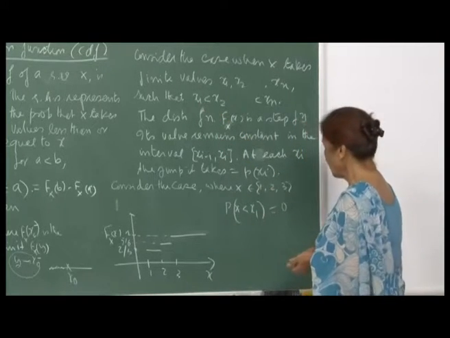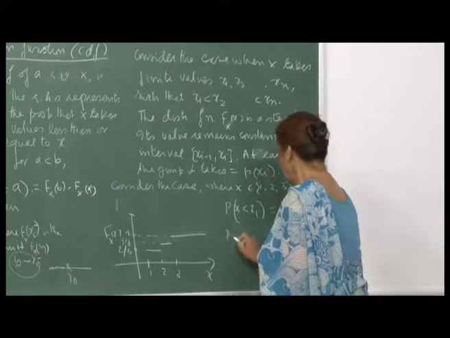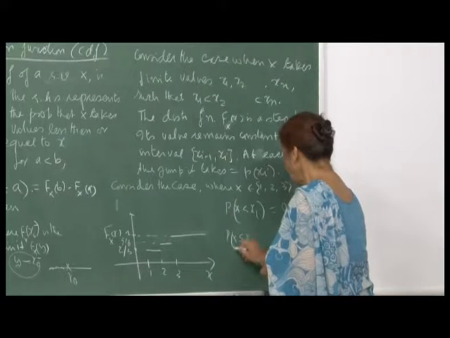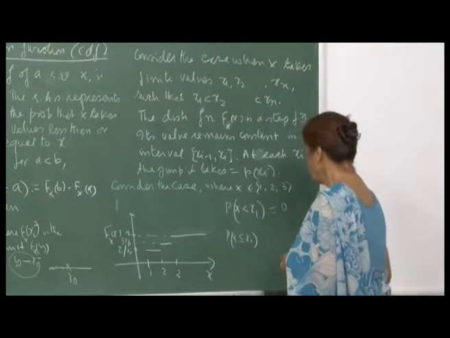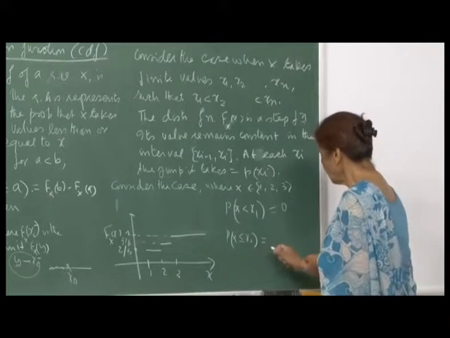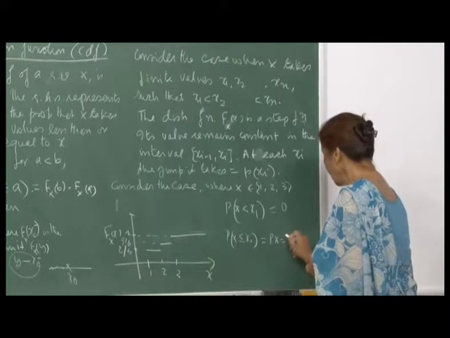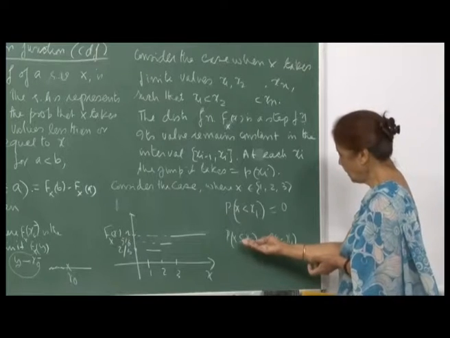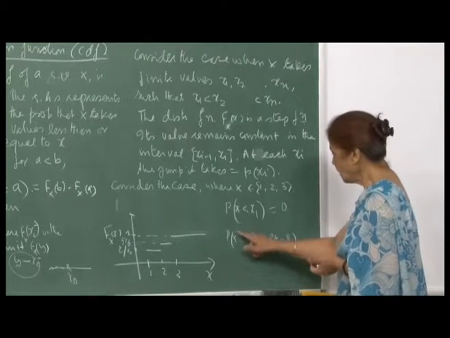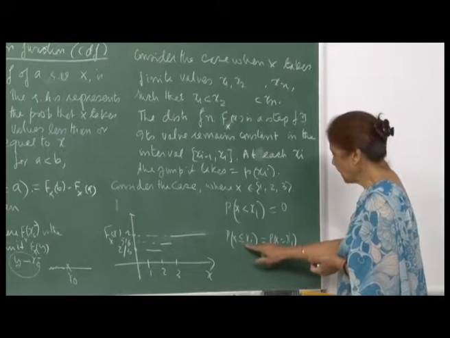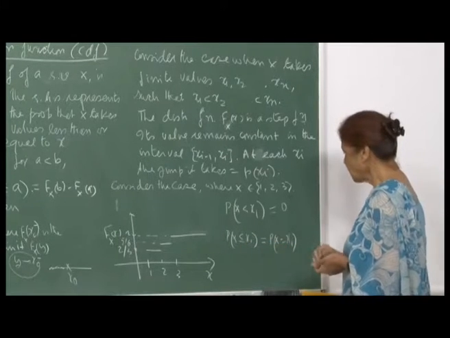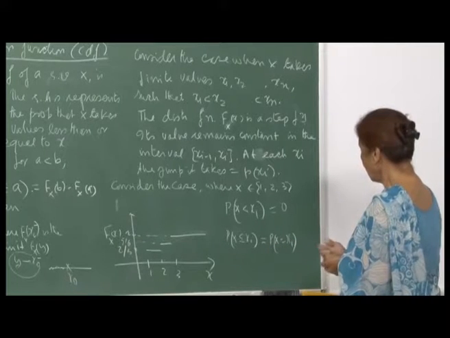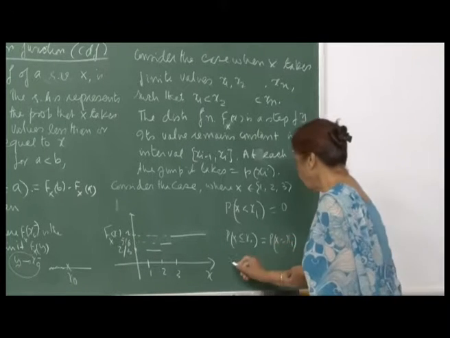So, this probability is 0, but if you want probability x less than or equal to x 1, then this is equal to probability x equal to x 1, because it is not going to take any value less than x 1. The only value in this region that x will take is equal to x 1. So, in this case, because it is the first value, this is equal to probability of x 1, and this is what happens.